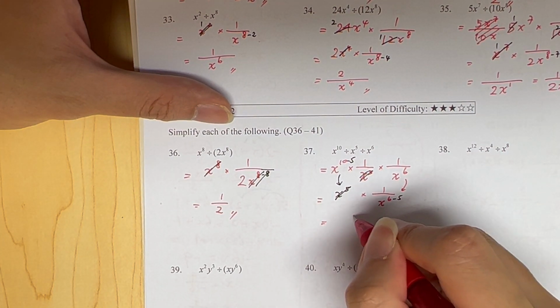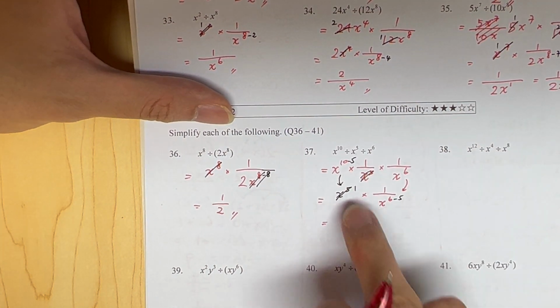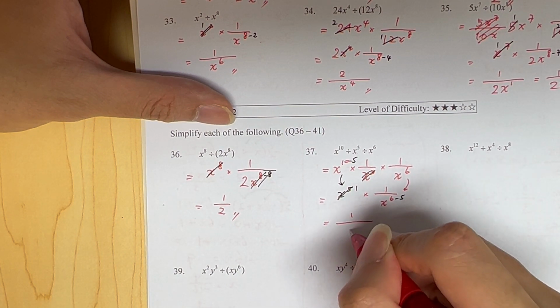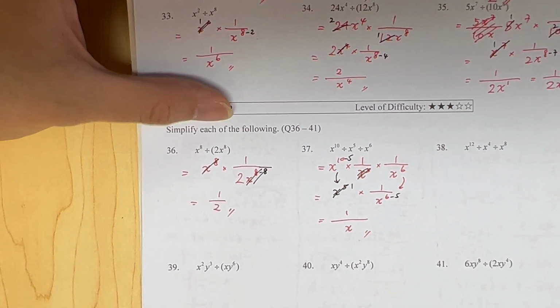So finally, on the numerator, after cancellation, there will be 1. So 1 multiplied by 1, we just have 1 on the top. And for the denominator, there will be x to the power of 1, which means just simply x.